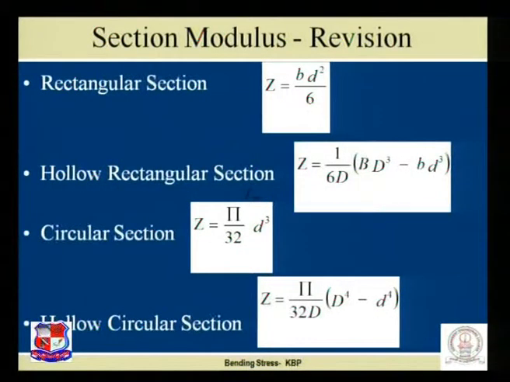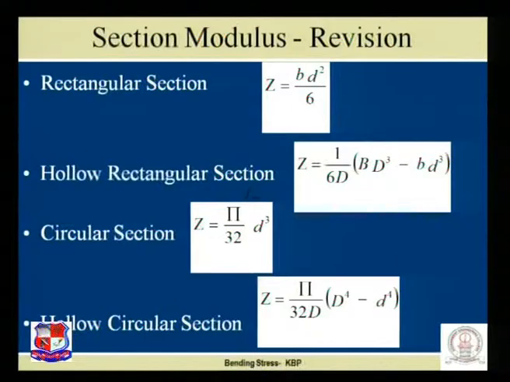Let us revise the four different sections. The first is the rectangular section, and we found that Z is equal to 1 by 6 BD square. As we know that I is equal to BD cube by 12 divided by D by 2, we got BD square by 6. For the hollow rectangular section, we got Z is equal to 1 by 6D bracket BD cube minus small bd cube, where capital B is the outer width of the section, capital D is the overall depth of the section, and small b and d are the inner dimensions of the hollow rectangular section.